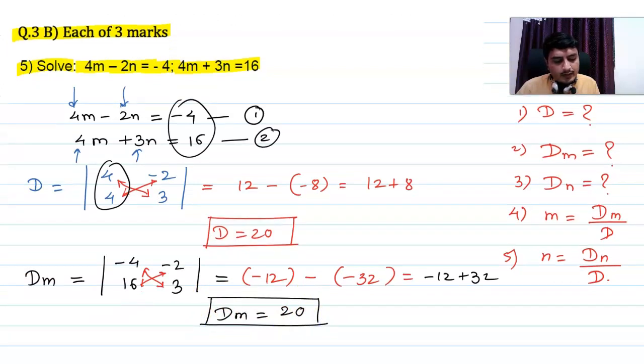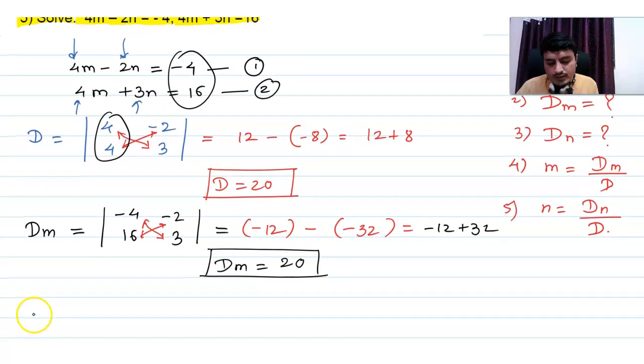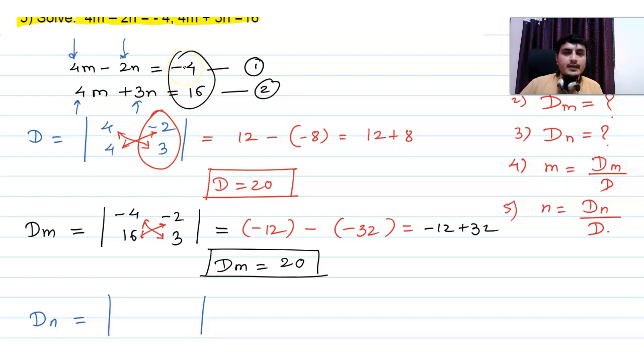Now to evaluate the value of Dn, what shall we have to do? Whatever be the coefficients of variable n from D, we have to replace that by constants minus 4 and 16, while the first column from D remains as it is. So we have the entries under Dn 4 and 4, first column as it is, minus 2 and 3 we have to replace by the constants minus 4 and 16.